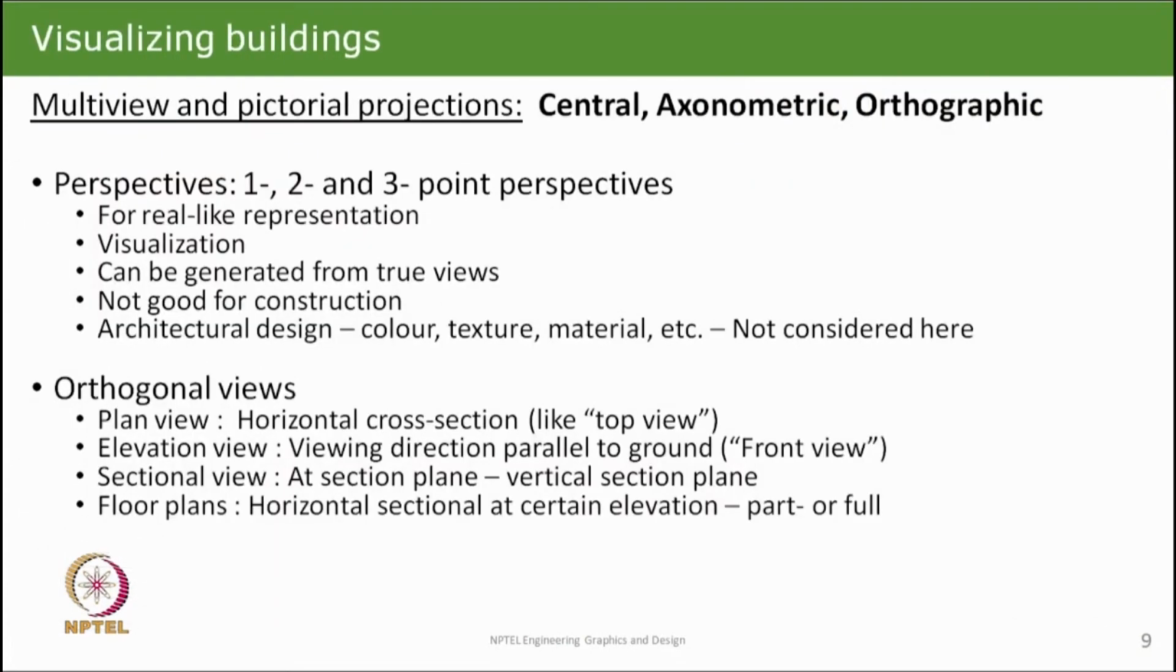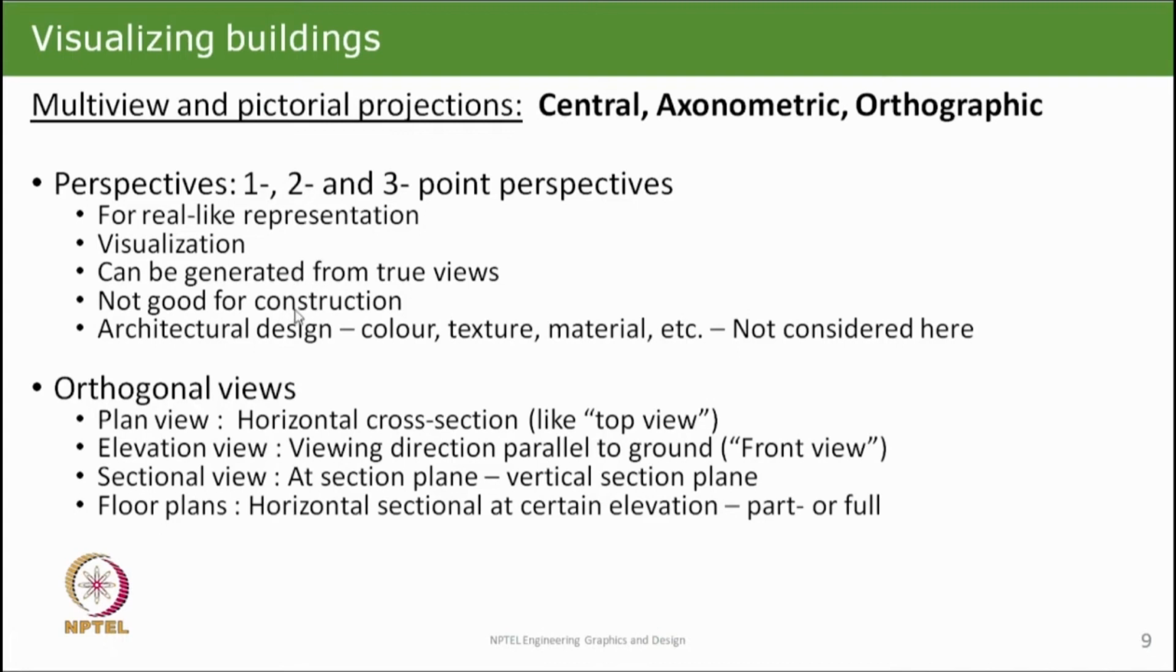In visualizing buildings, we will use central axonometric and orthographic projections, but in this course we will restrict ourselves to orthographic views. Perspectives, which could be 1, 2, 3 point perspectives, they are good for real like representation and visualization. When we are creating say virtual reality, we would go for that. But if we make the true views, especially we make a 3D model in a software package, we can generate these perspective views as we like.